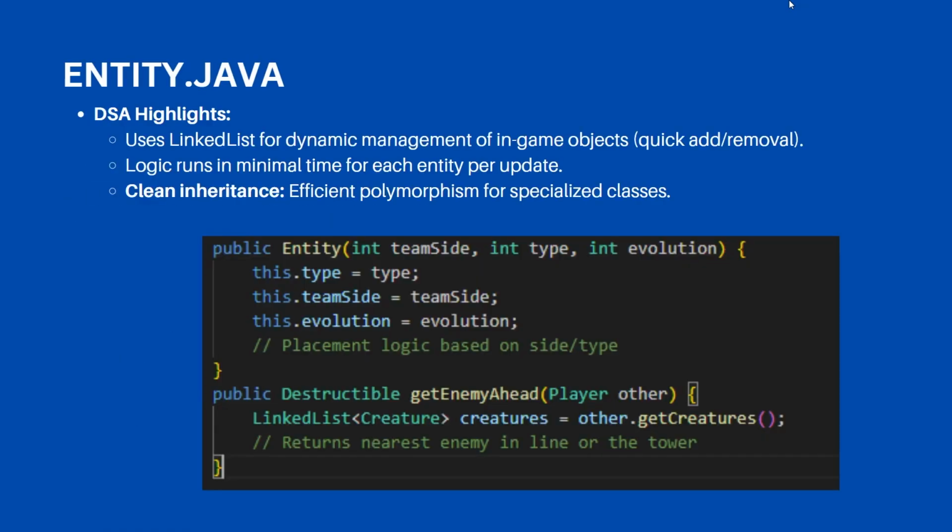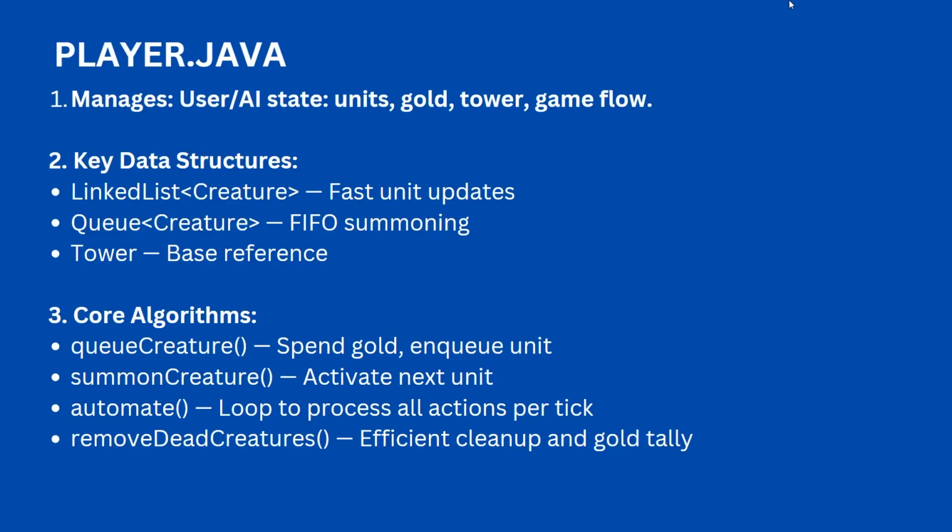Okay, you can see this highlight. We use linked list management of in-game objects, like add or edit. And next is load in minimal time for each, enable updates and its clean inheritance, efficient polymorphism and specialized class. Okay, next. Okay, move to the Player.java.